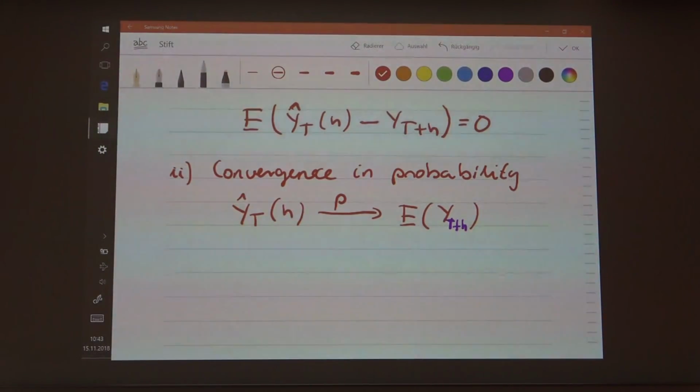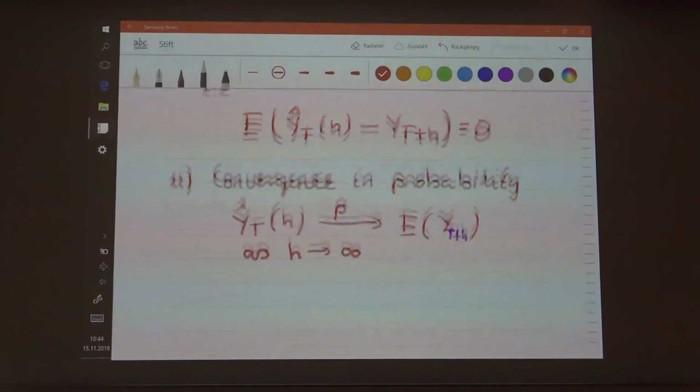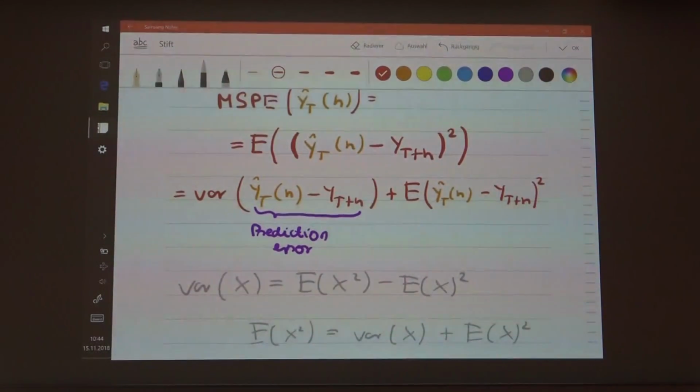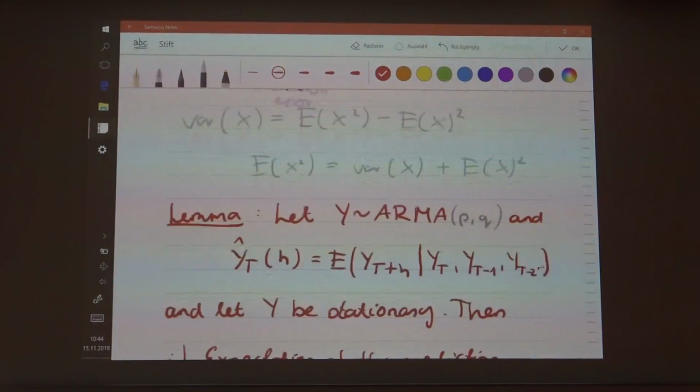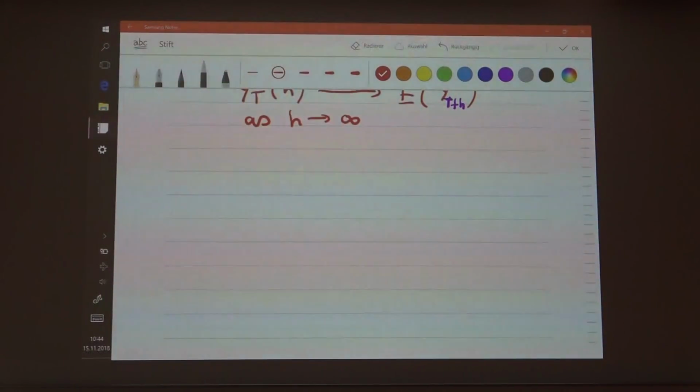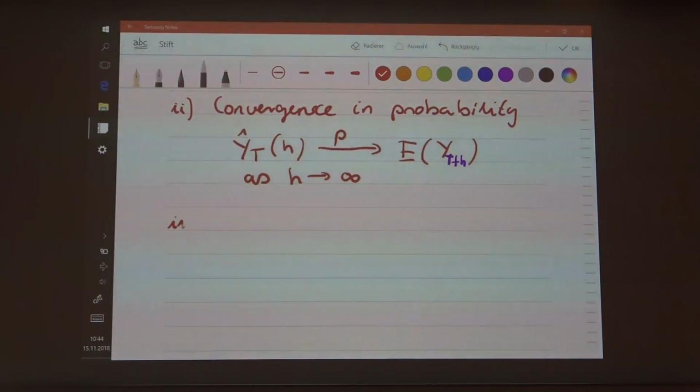This is the consequence of the convergence in probability, that the forecast converges in probability to the expectation as h converges to infinity. So you're going to get the expectation of the process in the long run, and this is what the process converges to. As a consequence, the variance of the prediction error converges to 0, because otherwise it wouldn't work. Sorry, converges to 0.